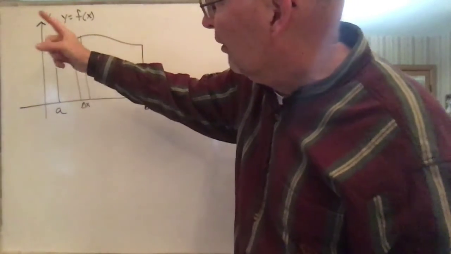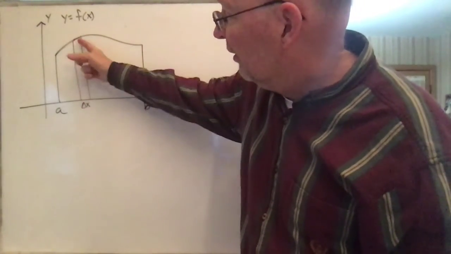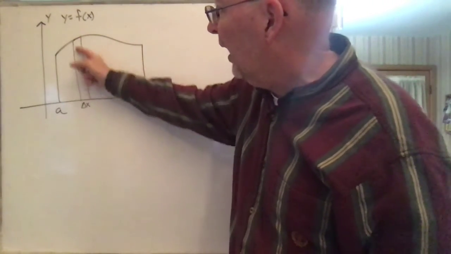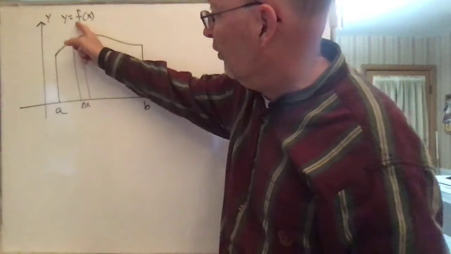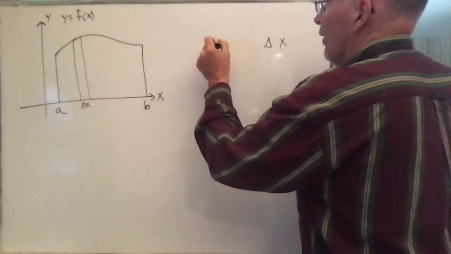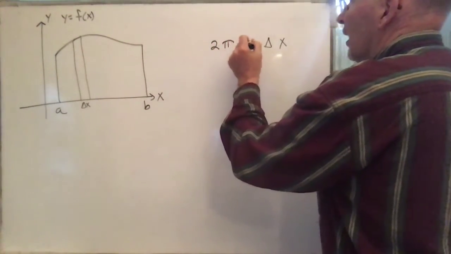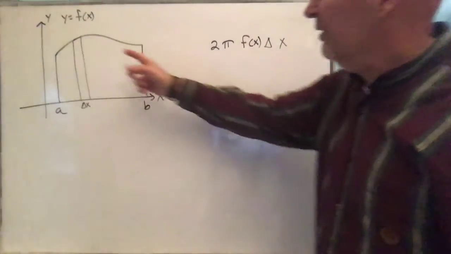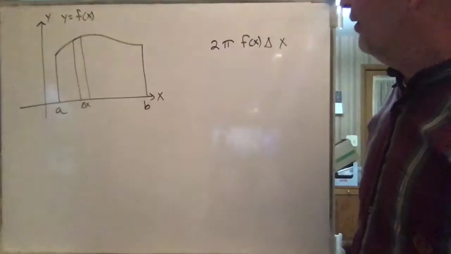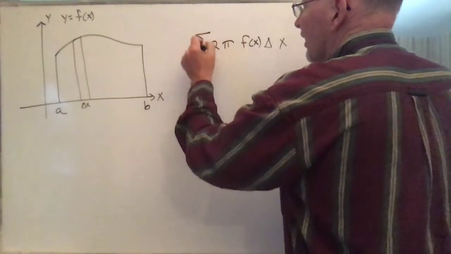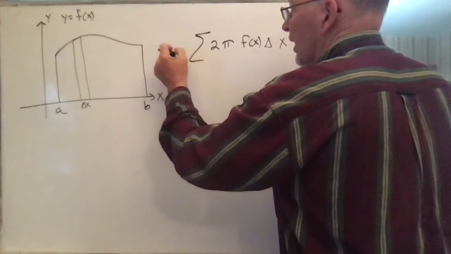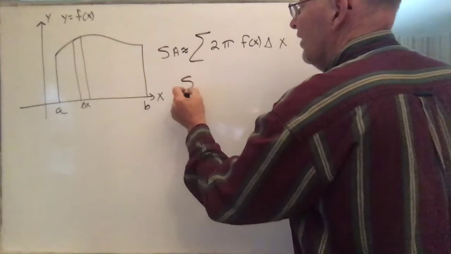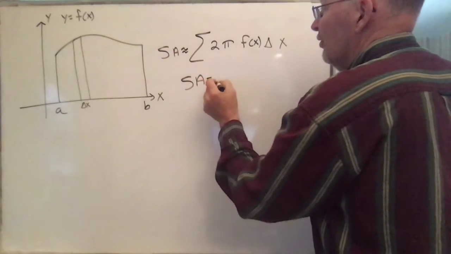And what's the distance around? It's going to be the length of the circumference, and the circumference is 2 pi times the radius, and the radius, of course, is just the height of the function. So that would be 2 pi times the radius. There's the circumference multiplied by the thickness, and you add all those things up, and that gives you an approximation for the surface area.